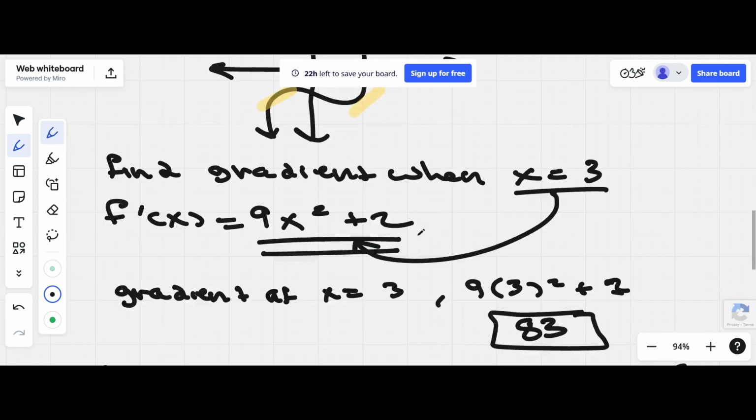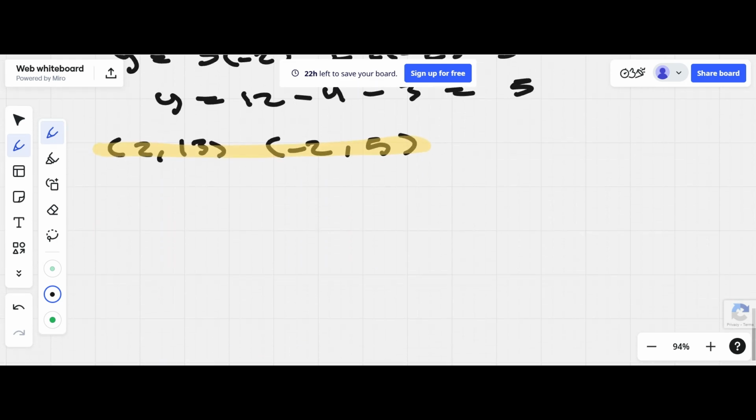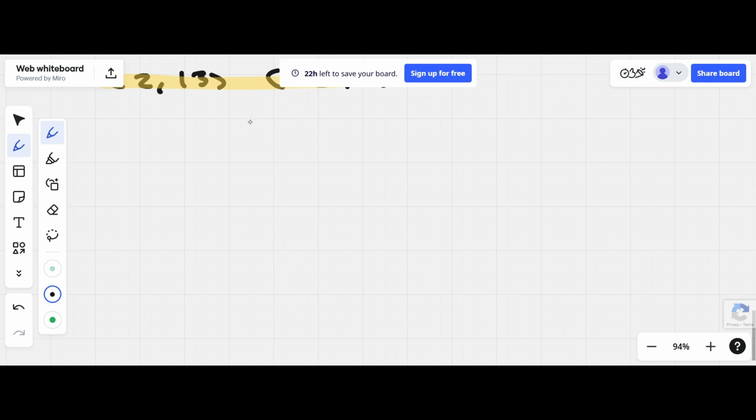Okay. Now let's solve some more trickier questions. So what happens if n is a negative number? What happens if n is a fraction? Then we just follow the laws of exponents.